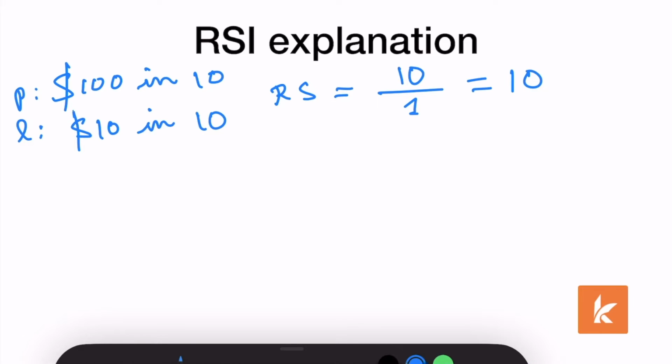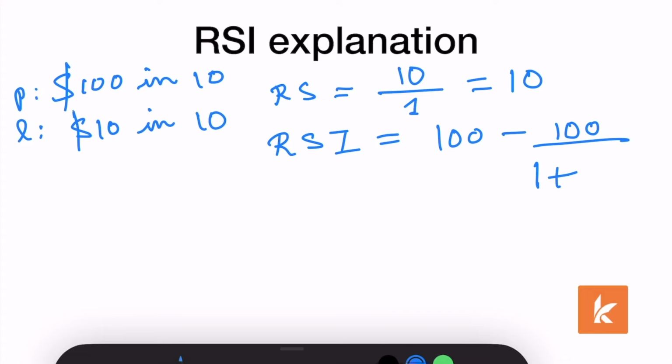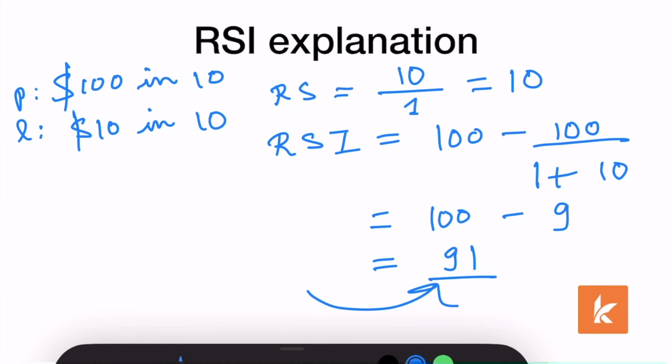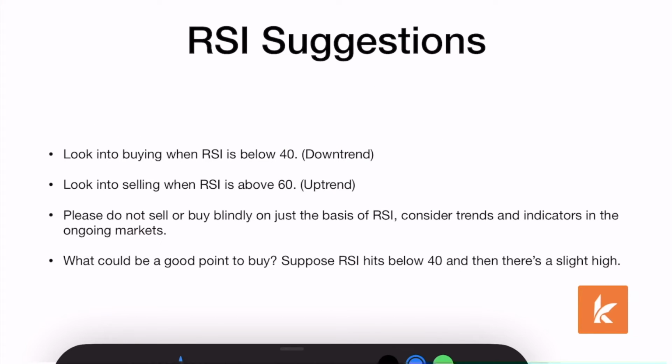So RS is 10, and RSI would come to be 100 minus 100 by 1 plus 10. That's 100 minus 100 by 11. That's almost 9, so approximately 91. At this point, RSI is telling us that the asset is overpriced and maybe you should consider selling it. But you should also consider other indicators to do so. This is what RSI is telling us to do.